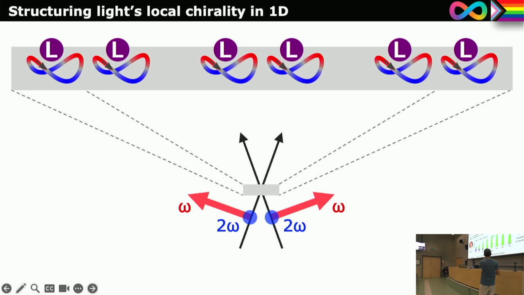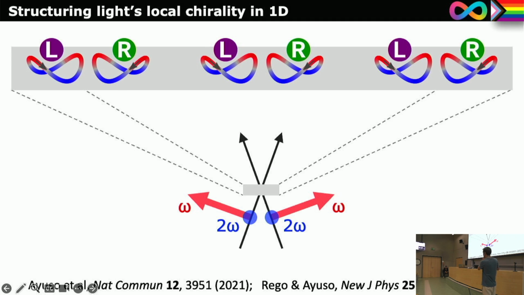So I'm going to show you now that with this setup, we can also do something that is fundamentally different. We can create locally chiral light that always has the same chirality in space, or we can create locally chiral light where the chirality changes. And we can control how it changes in space. And this is done, again, by controlling the two-color phase delays between the two beams. I'm avoiding all technical details, but if you're interested, I can tell you more later.